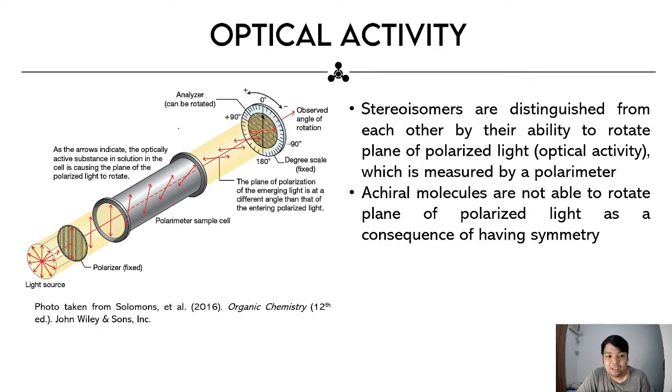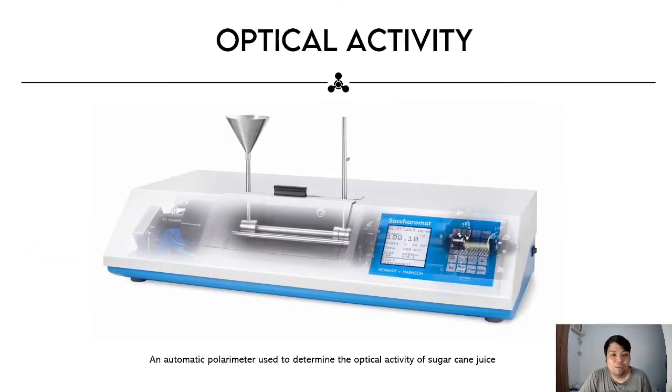The difference is that this one can be rotated, while this initial polarizer that filters the light in order to produce plane polarized light is fixed. The angle of rotation, or the degree of rotation that the sample is able to give to the plane polarized light, is analyzed through here. Now this is actually an old-fashioned polarimeter. The automatic polarimeter will look like this. You just load your sample and it will automatically give you the optical activity.